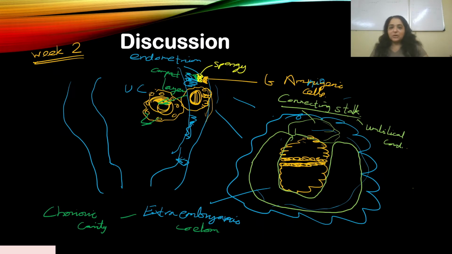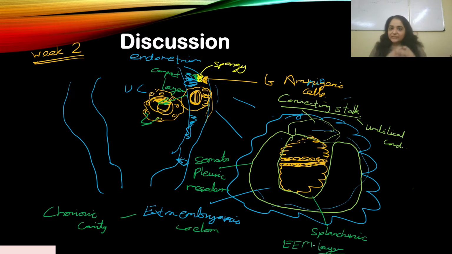So now the outer part is called somatopleuric layer or mesoderm, and the inner region is called splanchnic extra embryonic mesoderm layer. So this is the inner layer, and the outside region is called the somatopleuric layer.